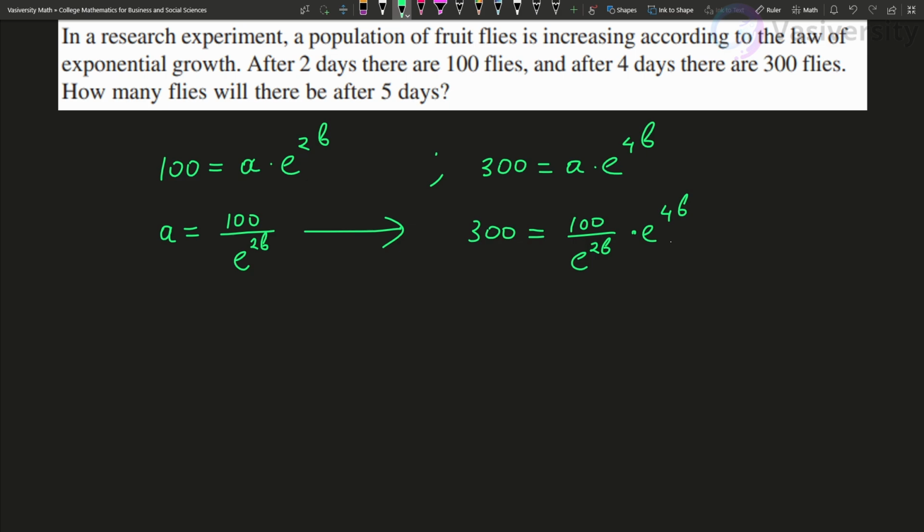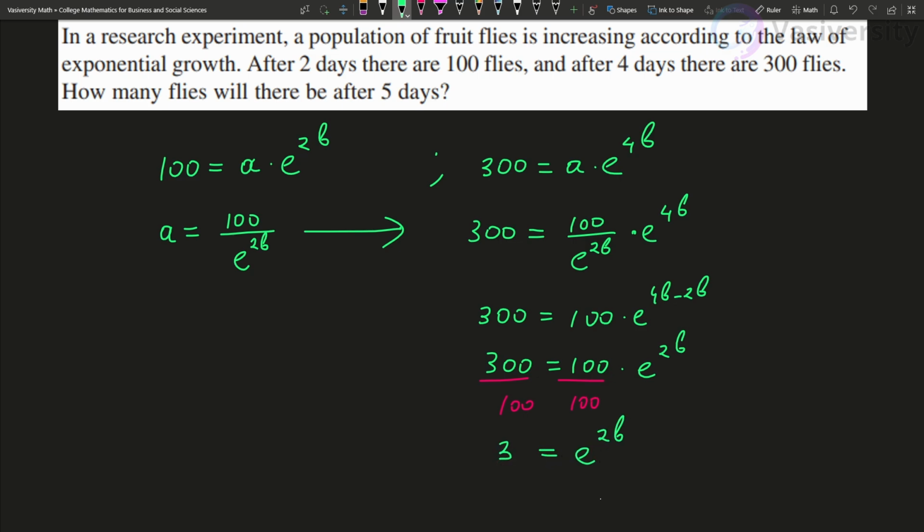Now we can simplify by the rules of powers. So 300 is equal to 100 times e to the 4b minus 2b, so 300 is equal to 100 times e to the 2b. Now let's divide both sides by 100. So we will have 300 divided by 100, that's 3, is equal to e to the 2b.